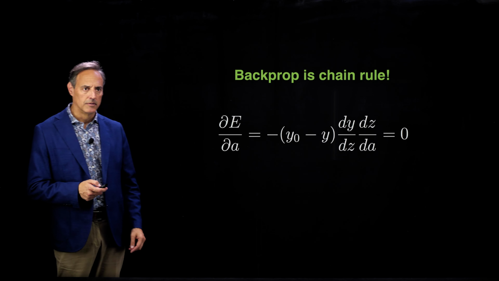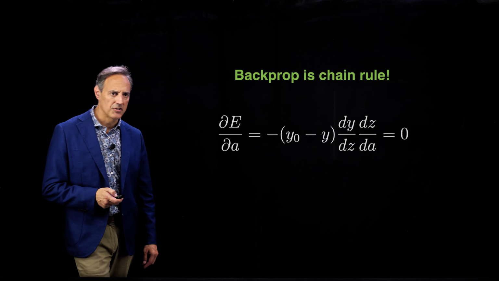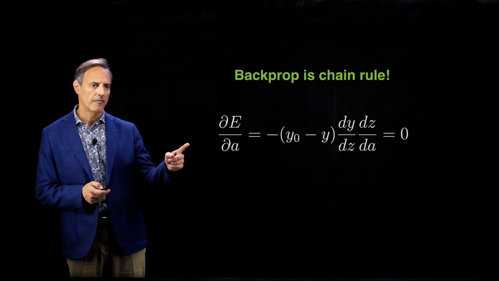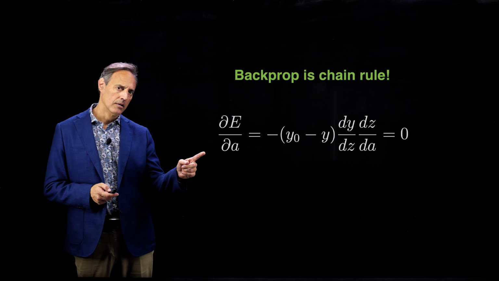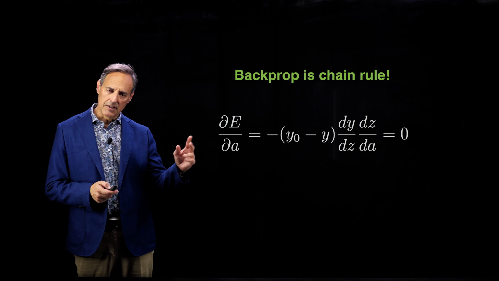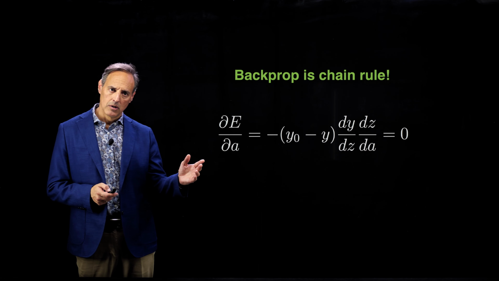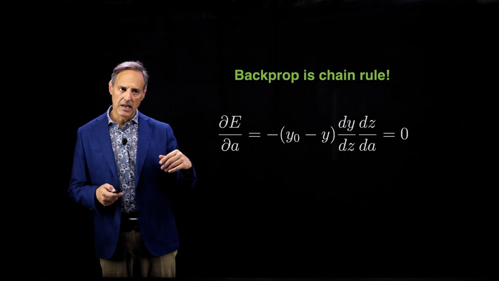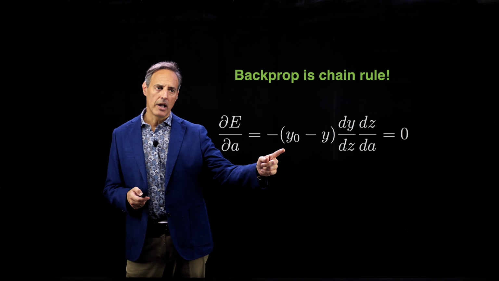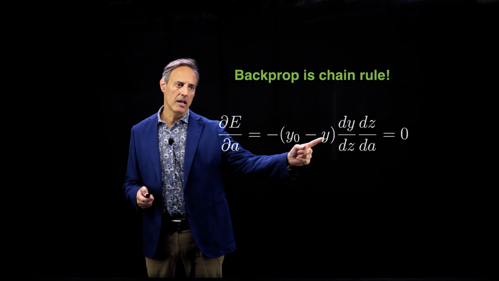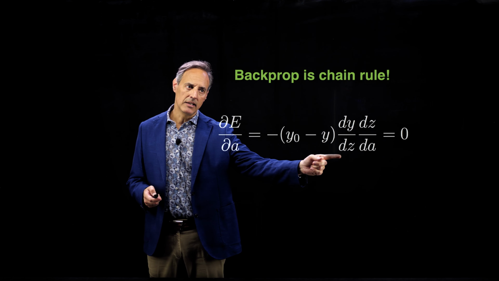Backprop chain rule. Okay, here we go. So now let's take this error calculation and do the following. I take the error and take the derivative with respect to A. Well, the 2 comes down, and I get minus (y0 minus y1), and then I have dy/dz, dz/dA.